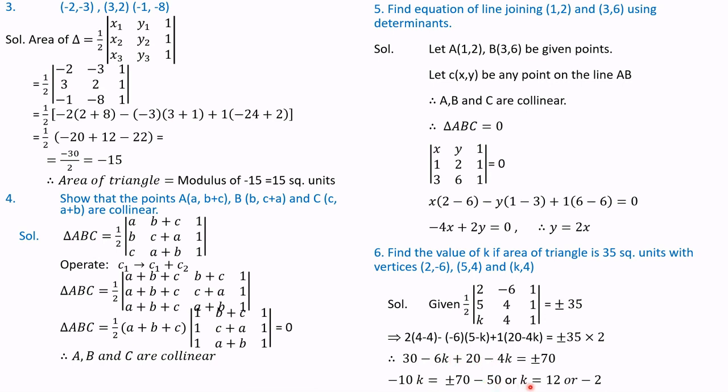Therefore, k is equal to plus or minus. If you take the plus sign, 70 minus 50 becomes 20. 20 divided by minus 10 is minus 2. Minus 20 divided by 10 is minus 20. Or if you take the minus sign, it is minus 70 minus 50, which is minus 120, and minus 120 divided by minus 10 is plus 12. The answer is k is equal to 12 or minus 20.